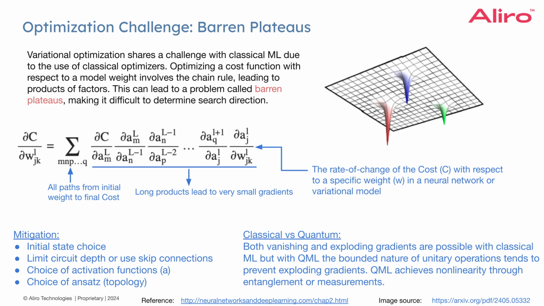And what can happen is when each of these factors is less than 1, this gradient can go very close to 0. And that's a problem because our optimizer is trying to find areas where the cost is decreasing. So it's looking at this gradient. And when the gradient's 0, the optimizer doesn't really know which direction to go, because every direction looks the same. So this is a problem.